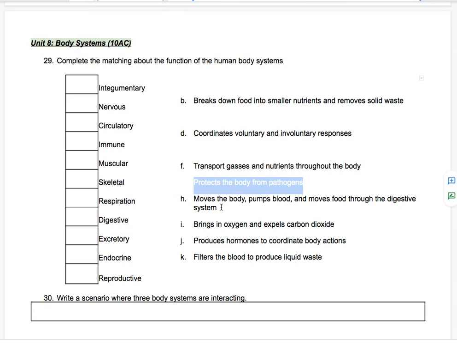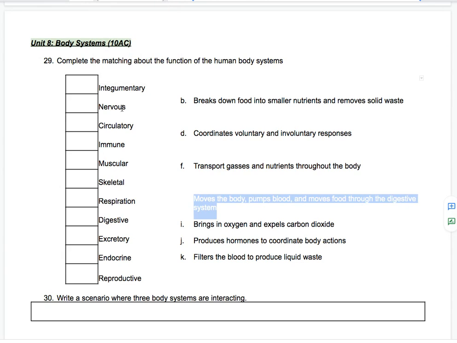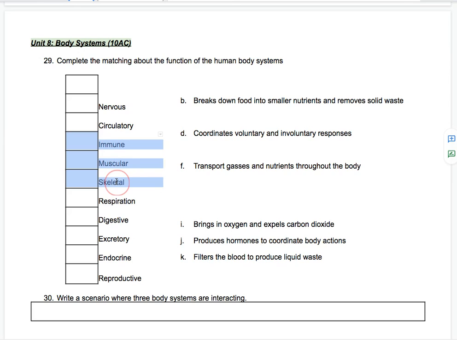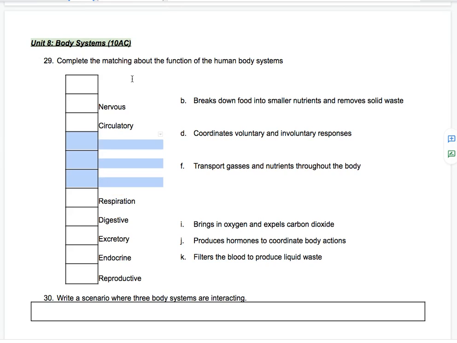And finally, H, moves the body and pumps the blood and moves food through the digestive system. That's the muscular system, which we haven't discussed either. So I'm going to go through, and again, I'm going to whiten out the ones we don't use. We don't use integumentary yet. We haven't used immune, muscular, or skeletal yet. And we haven't talked about the reproductive system yet. And again, I'm sorry I left those on. COVID's got my brain all crazy.